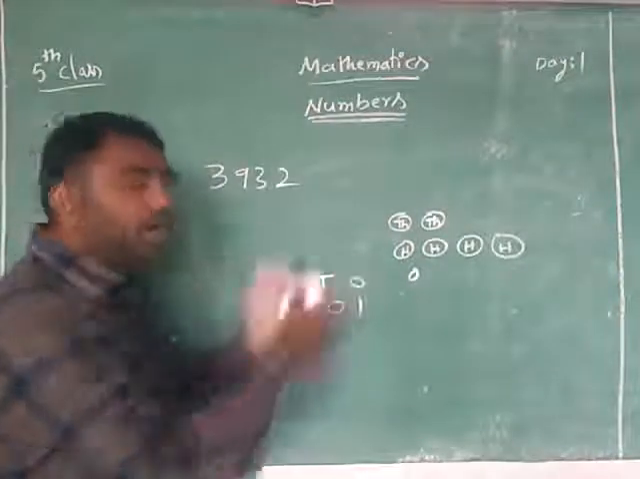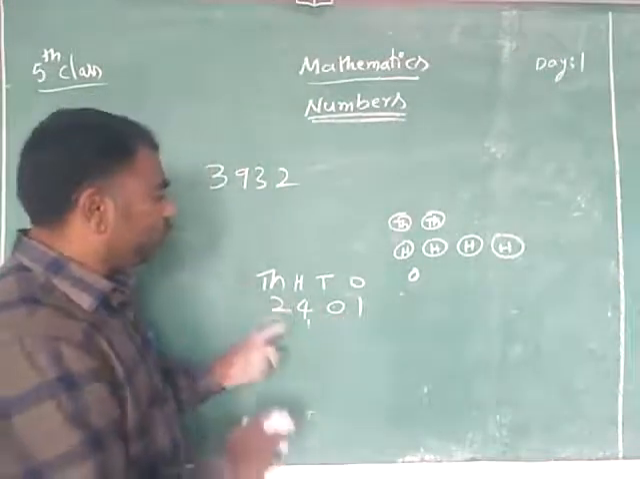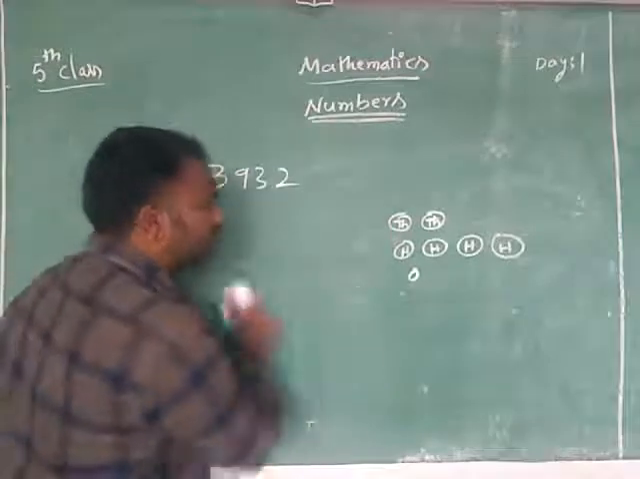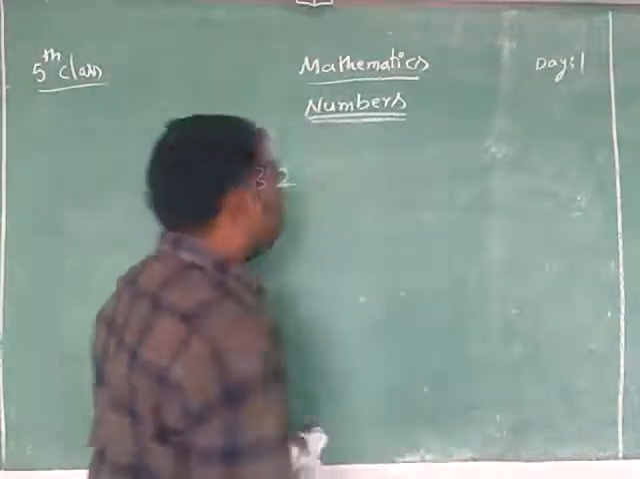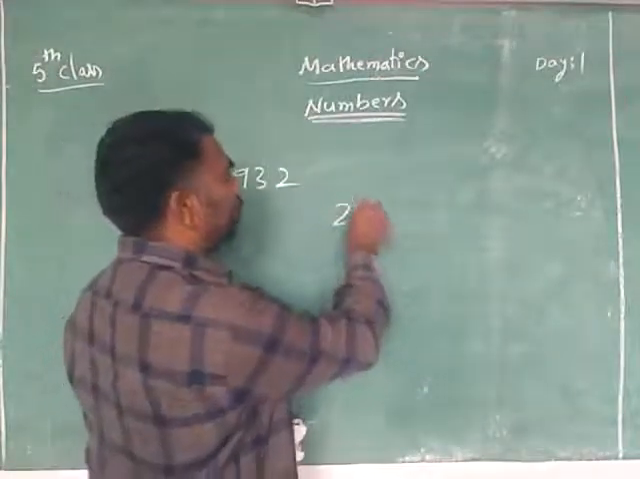So this is the meaning of the numbers. The meaning of 2401 is like that. Suppose I give this number, I am writing one number here, you see.